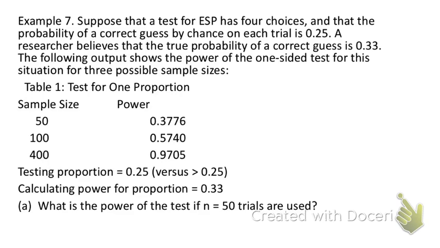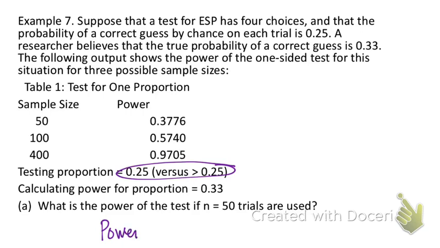So here we have an example about guessing on a multiple choice test. You've got 4 choices, so guessing by chance is 25%. But a researcher believes that the correct guess is actually 33%. So here it's the output of the power for sample size 50, 100, and 400. And it's a greater than test, always. What is the power of the test if n equals 50? And it is that easy, you're just reading it.